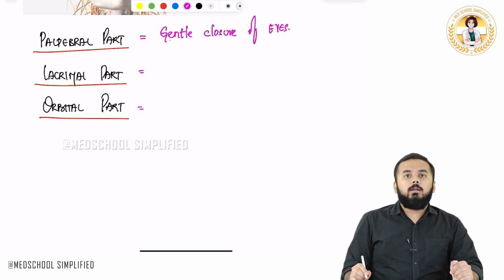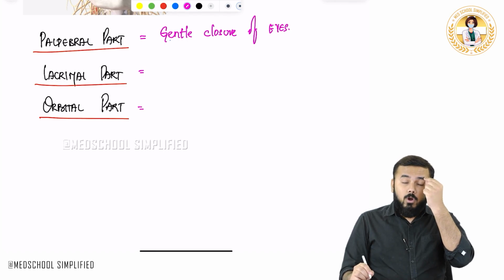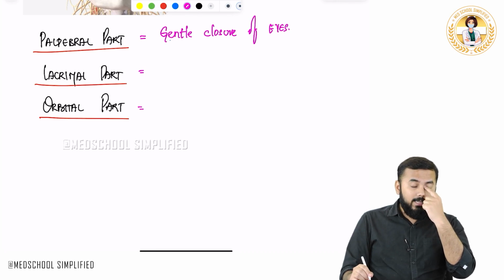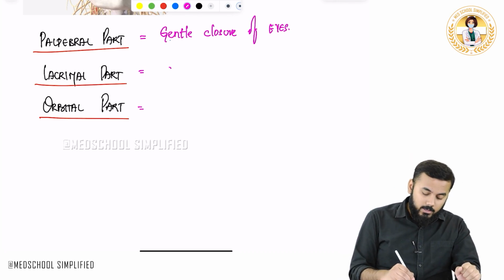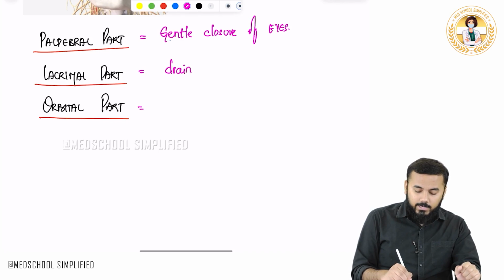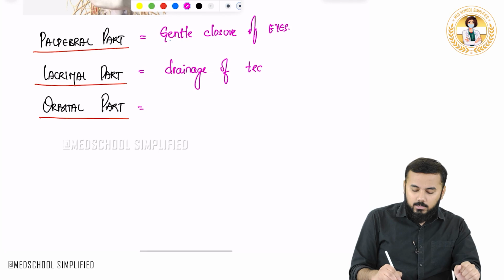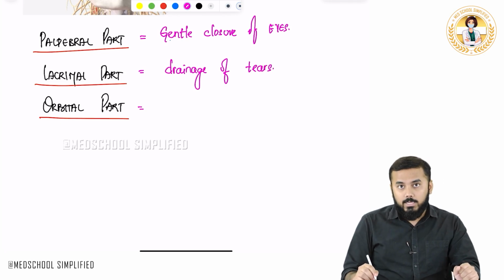What is the lacrimal part? The lacrimal part here, when it contracts, the lacrimal gland releases what? Lacrimal fluid, which will pass into the nose. So it is responsible for the release of the lacrimal fluid. So it is responsible for the drainage of the tears. The lacrimal fluid is nothing but called as your tears.